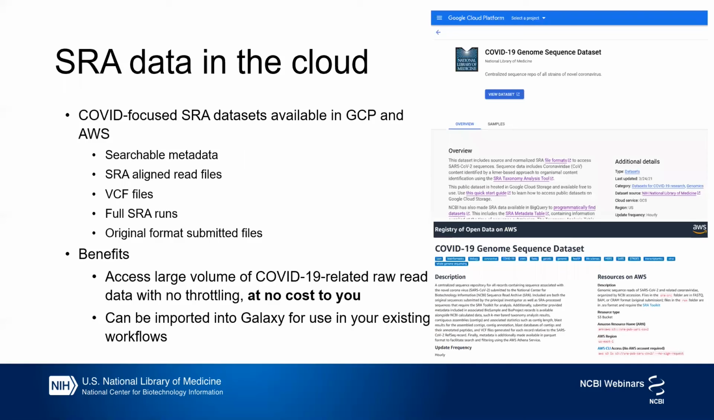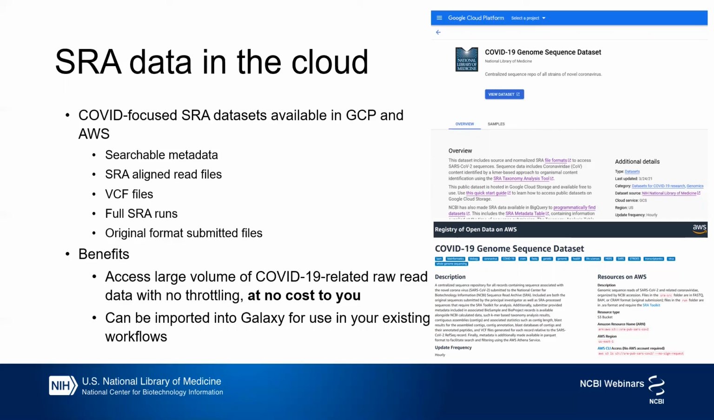And so in summary, I'm going to briefly reiterate the types of data that are available in the cloud right now. We have this COVID-focused SRA data set that's available both in Google and in Amazon. In the tutorial, we're going to do some downloading from Google and some from Amazon, but the data set is available in both places. We have the searchable metadata with the different tables I talked about. We have the SRA aligned read files themselves. These are the files that have contigs and reads aligned to those contigs. There are the VCF files, which are the variant calls based on those contigs.